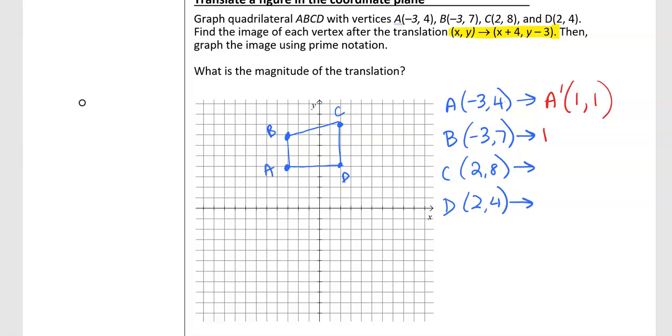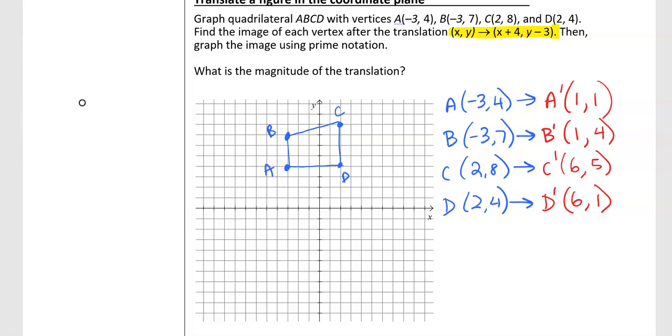So B prime, I'm going to plug -3 in again. So I'm going to get the same thing. -3 plus 4 is 1. Plug 7 in for y. So 7 minus 3 is 4. C prime, plug in 2. 2 plus 4 is 6. Plug in 8. 8 minus 3 is 5. And then D prime, we've got 2. 2 plus 4 is 6. And 4. 4 minus 3 is 1.